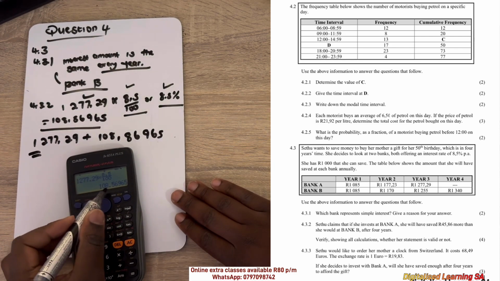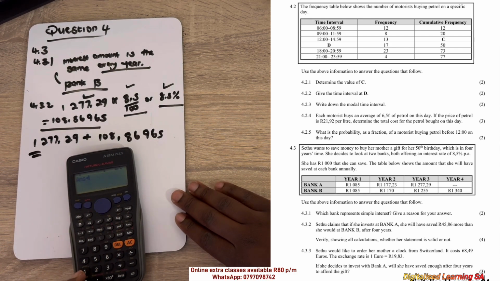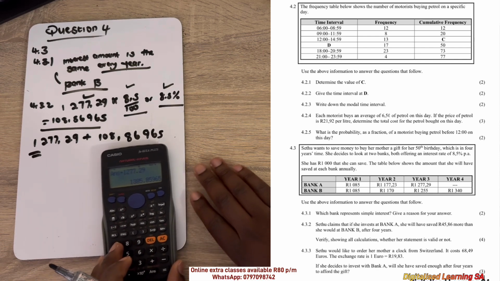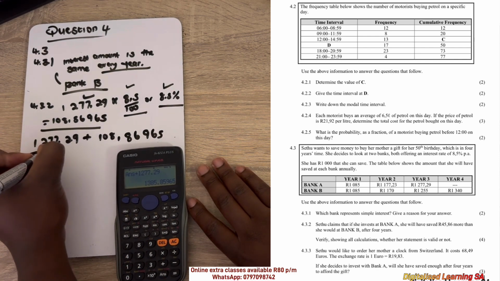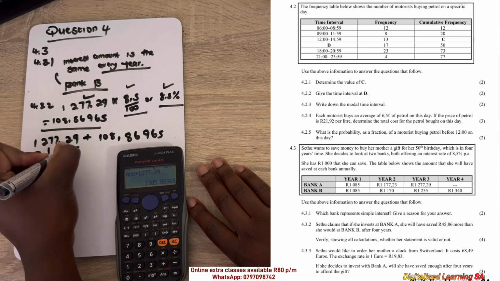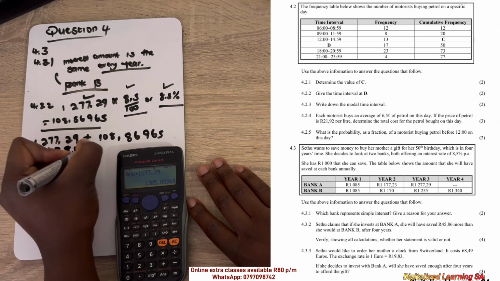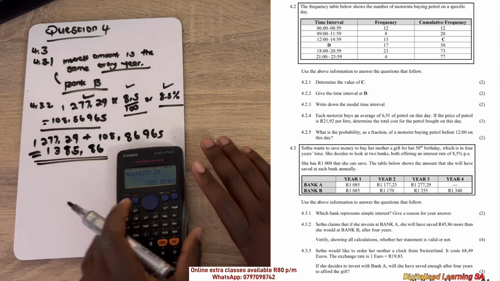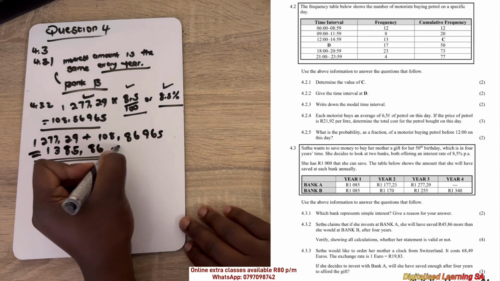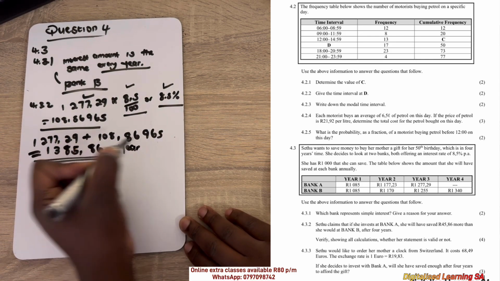Remember, we already have the 108, so we'll just come and add the 1,277.29, and after year 4 she will have 1,385.86. We rounded it off to 2 decimal places. So this is how much you will have after year 4.